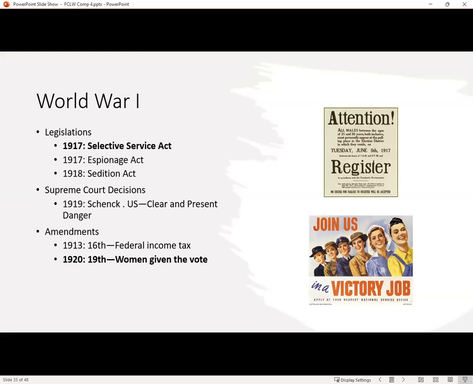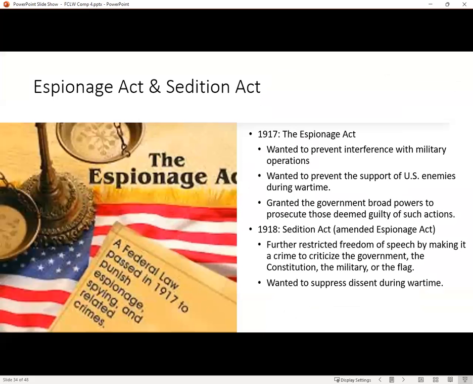The rest of these have a lot to do with the war. We have the Espionage Act and the Sedition Act. You can guess it's going to take away rights. They wanted to prevent interference with military operations. They wanted to prevent the support of U.S. enemies during wartime. And they granted the government broad powers to prosecute those that they captured and deemed guilty of such acts.